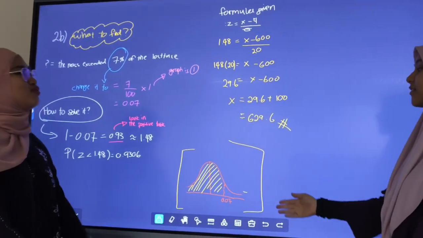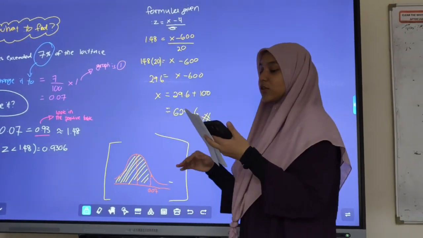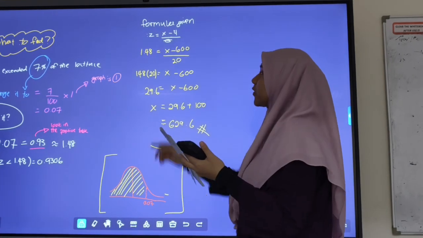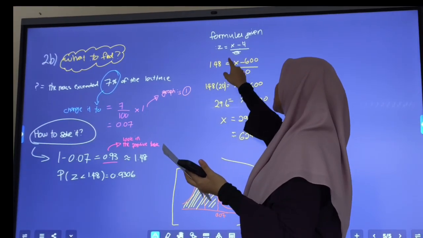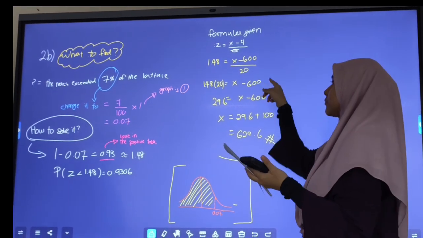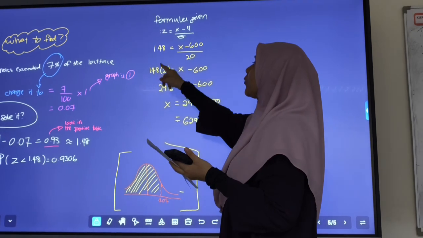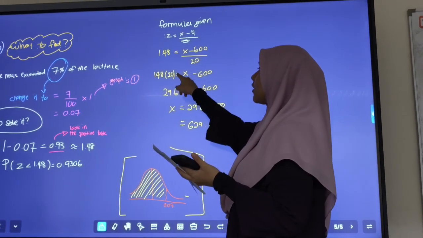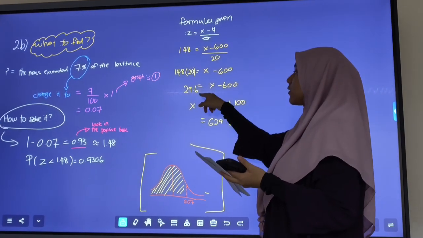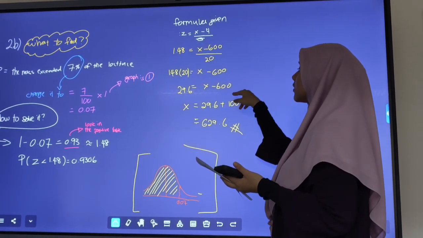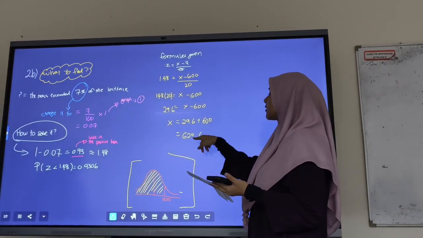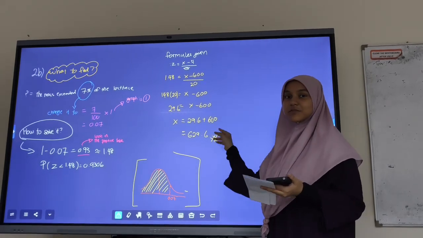Now I'm going to give it to Hannah. To find x, we need to use this formula: Z equal to x minus mean divided by standard deviation. So it will be 1.48 equal to x minus 600 divided by 20. To solve this, we multiply 1.48 with 20 equal to x minus 600. So we get 29.6 equal to x minus 600. So x will be 29.6 plus 600. So the final answer is 629.6. That's all from this.